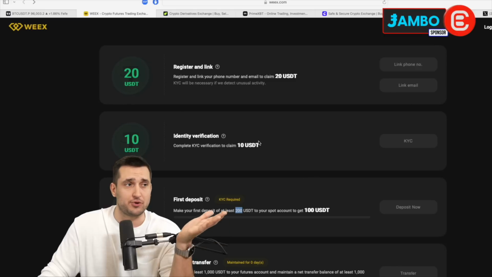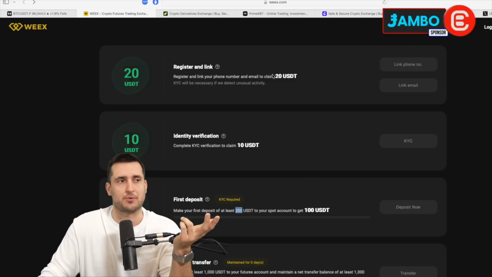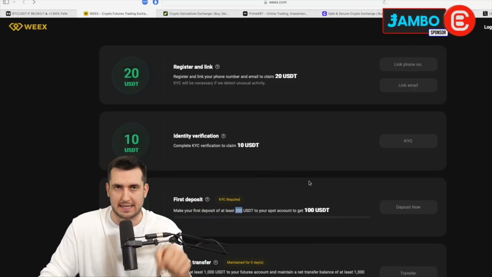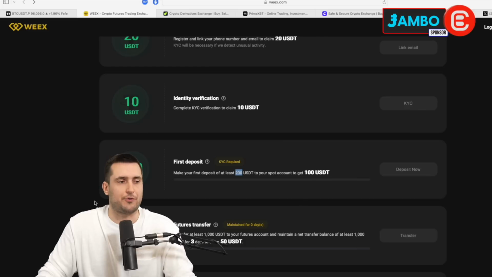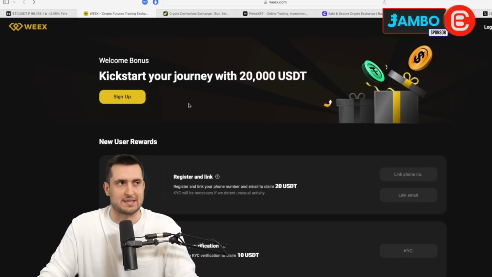But in general, if you sign up to WEX, for example, you can hook up your email, hook up your phone number, even if you don't want to KYC, you can get $120 to trade with today, literally. And you go further, depending on how much you trade. If you trade $1,000, you get $50 and so on and so forth, all the way up to $20,000.